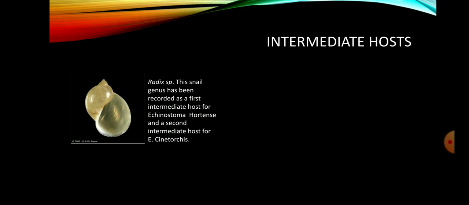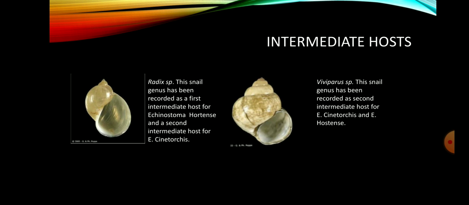Here are some intermediate hosts. First, Radix sp. This snail genus has been recorded as a first intermediate host for Echinostoma hortense and a second intermediate host for Echinostoma cinetorchis. Second, Viviparus sp. has been recorded as a second intermediate host for E. cinetorchis and E. hortense.